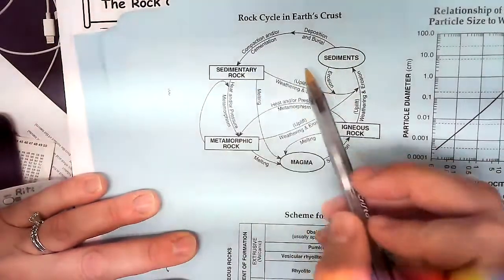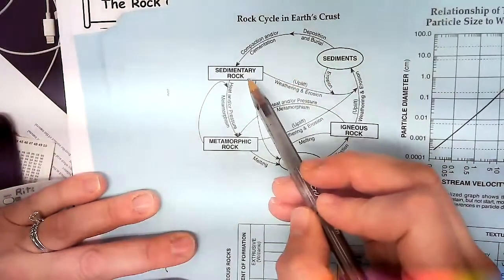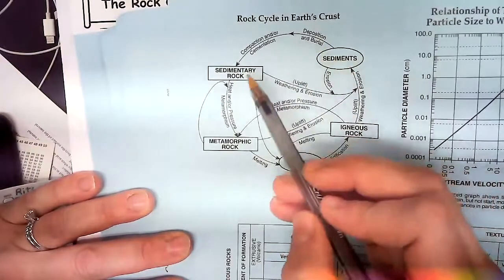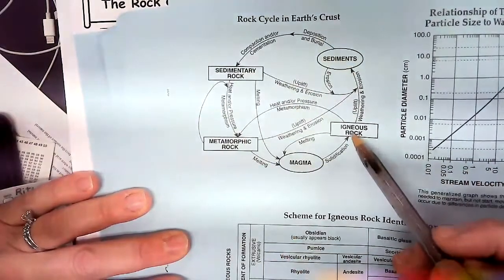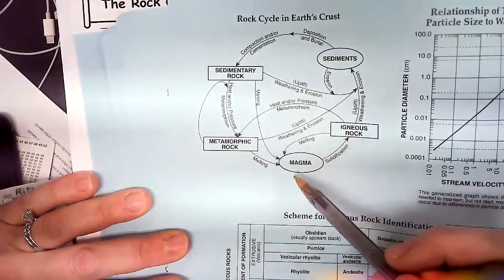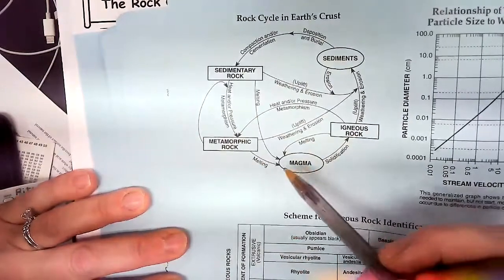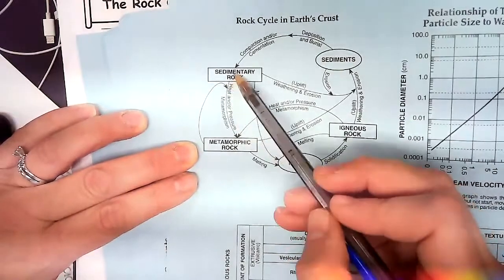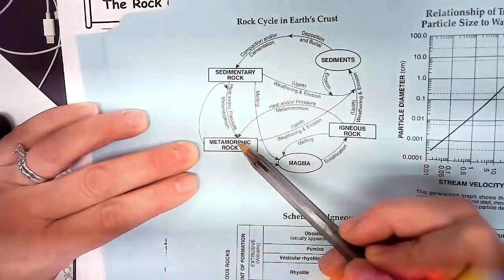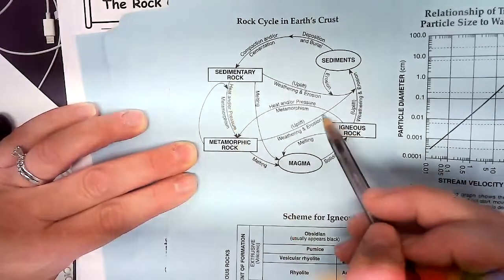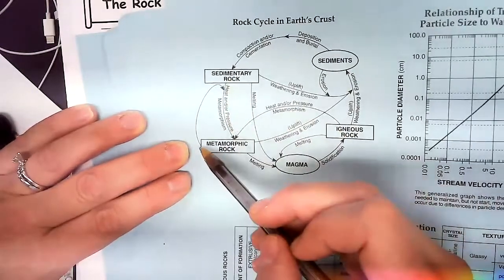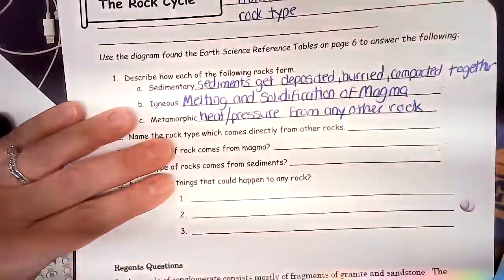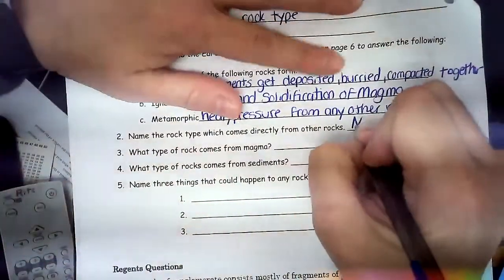So for any rock to become a sedimentary rock, it first has to be sediments that then get deposited and compacted together. For anything to become an igneous rock, it first has to stop at magma. Metamorphic is the one where it comes directly from without stopping anywhere else. So sedimentary becomes metamorphic from heat and pressure. Igneous becomes metamorphic by heat and pressure. And one metamorphic will become another metamorphic by heat and pressure. So the one that comes directly from another is metamorphic.